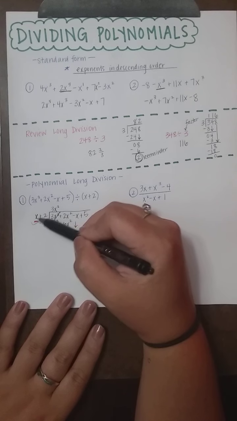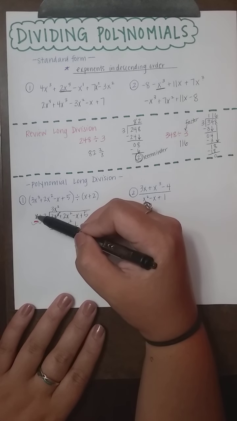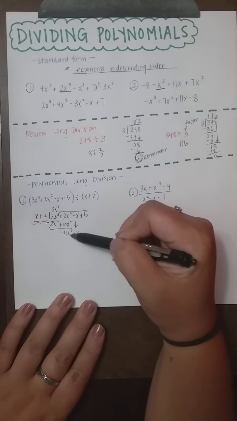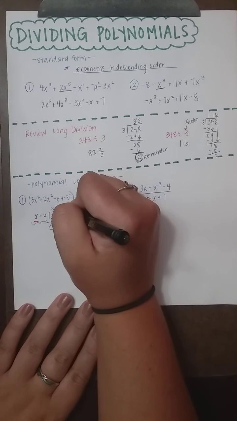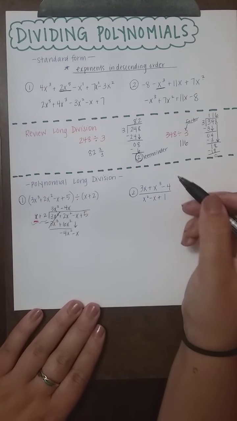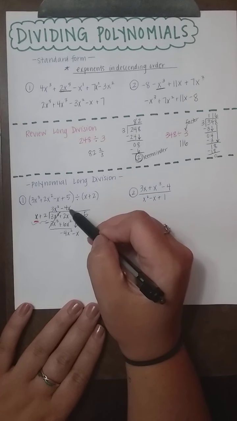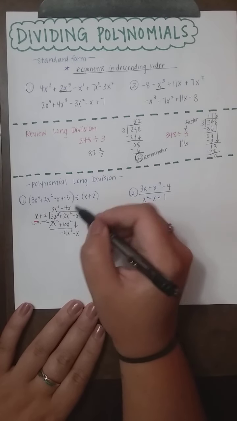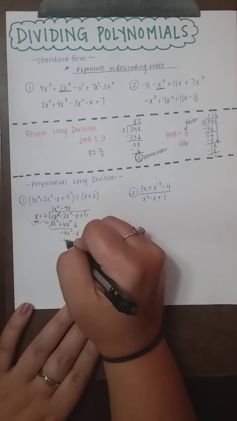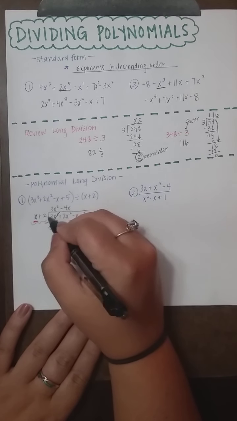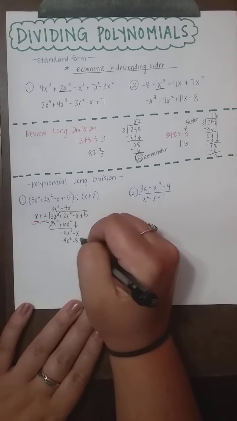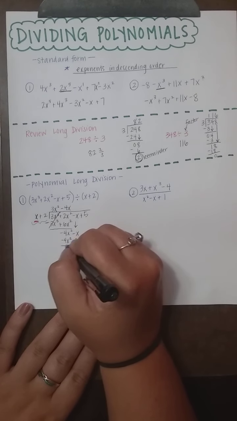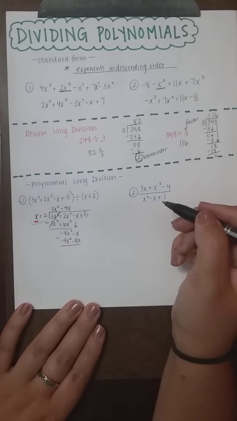So I'm working with just the x. And I want to know what I multiply by x to get to a negative 4x squared. That's going to be a negative 4x. Then I take whatever I write up here and I multiply it by the whole part over here. So negative 4x times x is a negative 4x squared. Negative 4x times 2 is a negative 8x. Draw my line and we subtract.